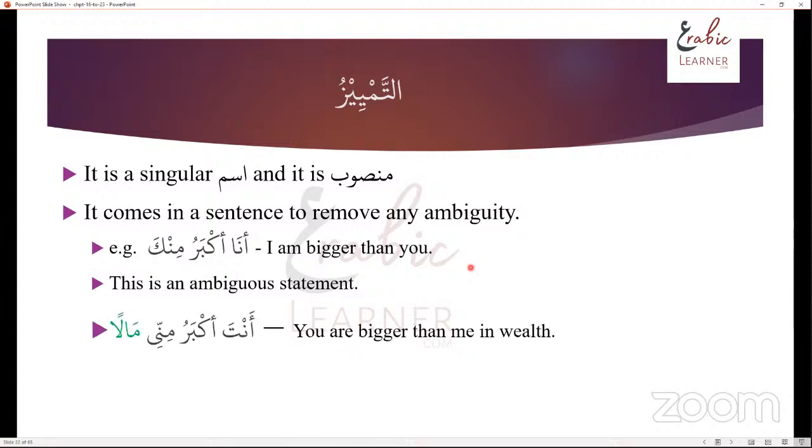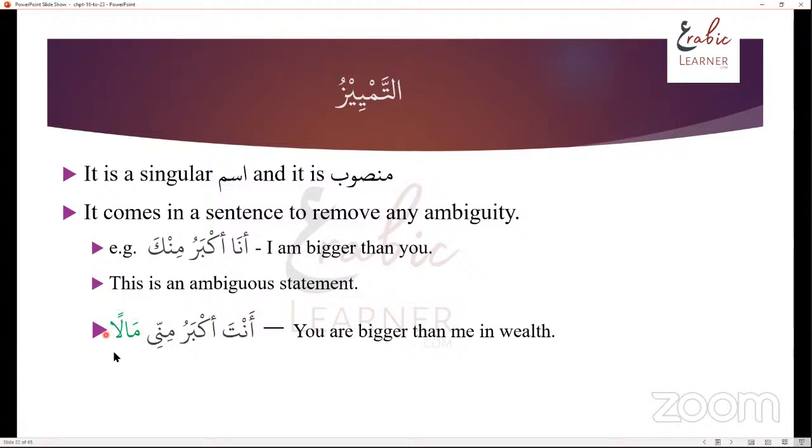So for example, there is a sentence called Anta akbaru minni. You are bigger than me. Then in what? Malan. In wealth. You are bigger than me in wealth. This is the sentence. Now there is no ambiguity in this. So the meaning is elaborated. The ambiguity is just removed by just adding one word.